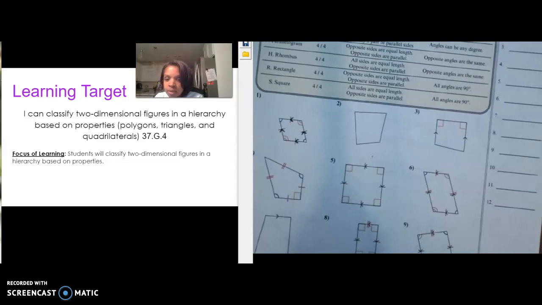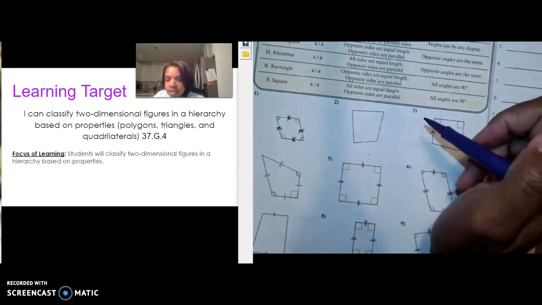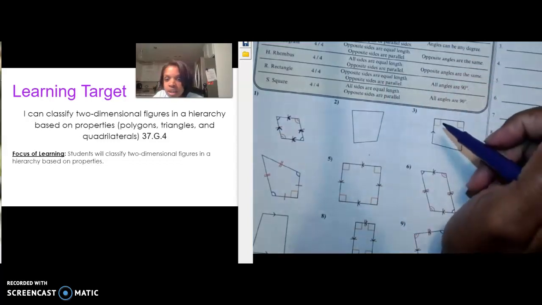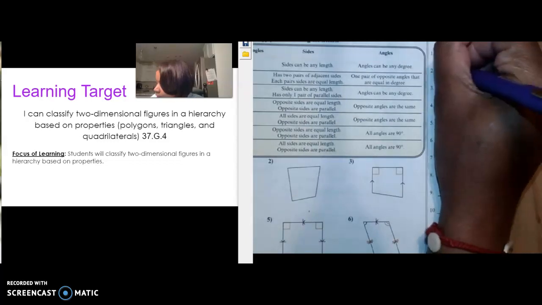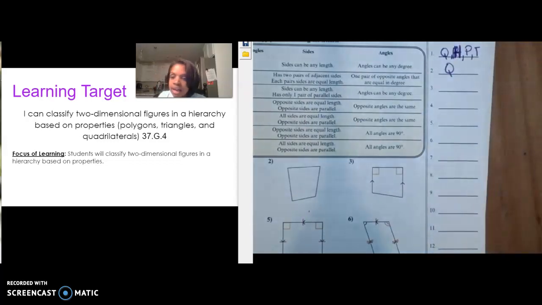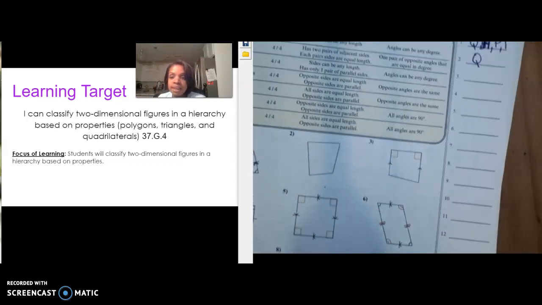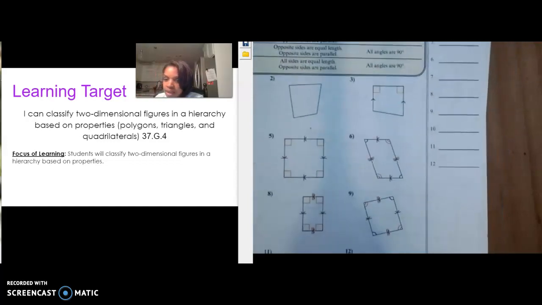All right, so let's look at number 2. I don't see any arrows showing parallel sides. I don't see any angles that are congruent. All I see is 4 sides. So because number 2 just is a 4-sided shape, it has no sets of parallel sides. It is not congruent anywhere. It doesn't have any congruent sides. It is just simply a quadrilateral. So number 2 is just a quadrilateral. All right, let's look at the next one.